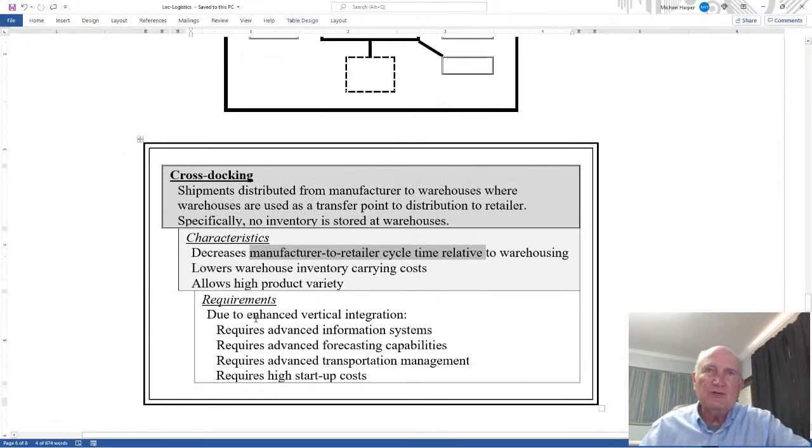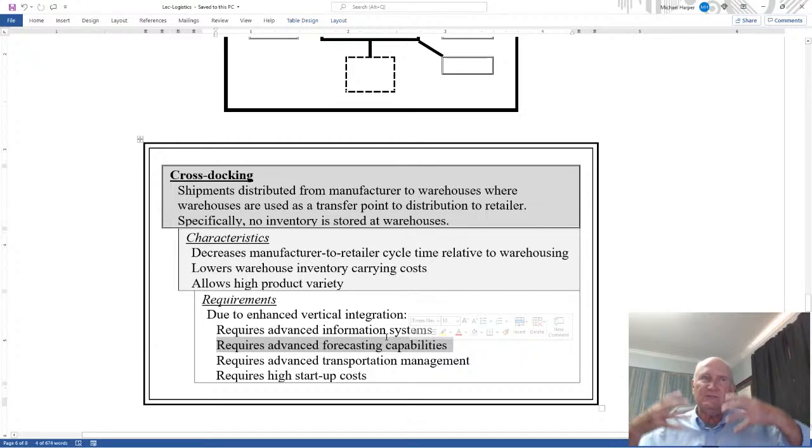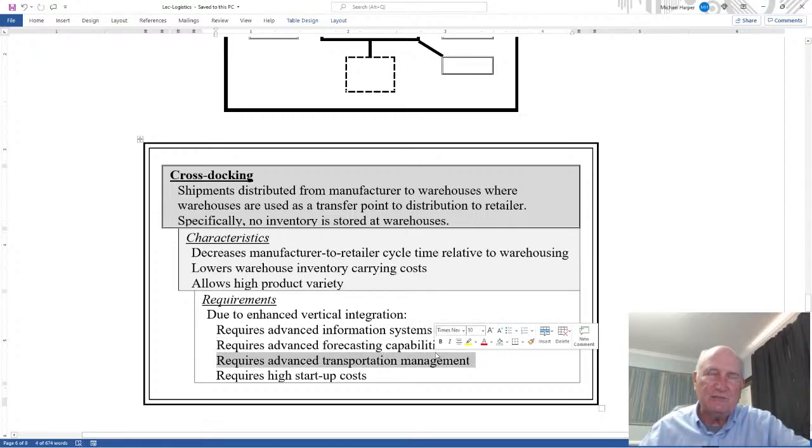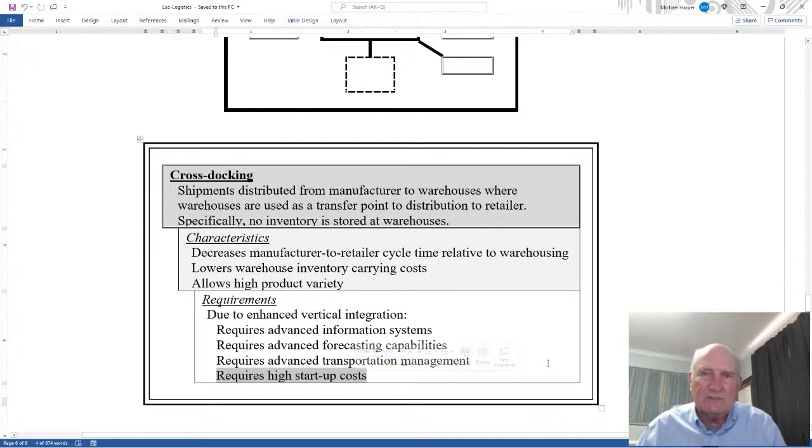Requirements: due to the vertical integration, it requires advanced information systems, again, communication. It requires advanced forecasting capabilities. Upstream, they're making decisions on downstream demand, so the forecasting capabilities have to be advanced. It requires advanced transportation management because the logistics has to be identified for what's going downstream from the transfer points or cross-docking points, and it requires much higher startup costs to get it established because you have logistics, you have IS, you have facilities, everything has to work together. So there's much more required startup cost and integration with every stage.